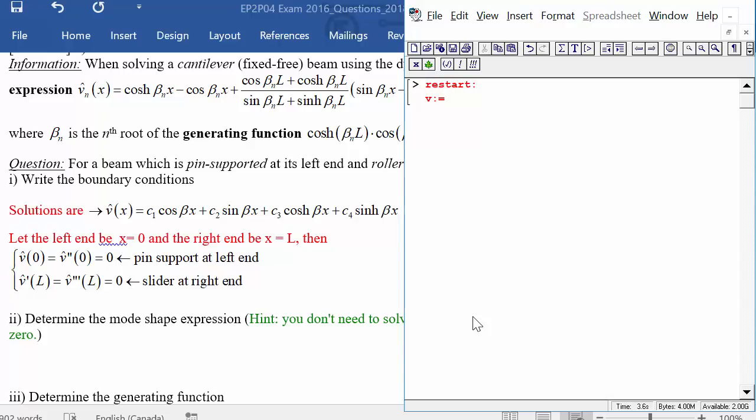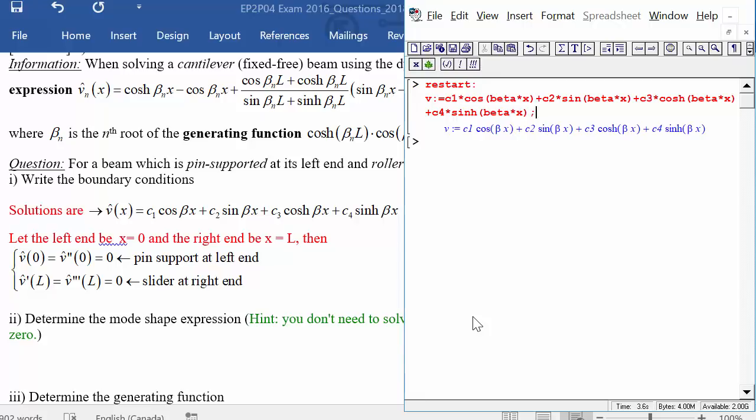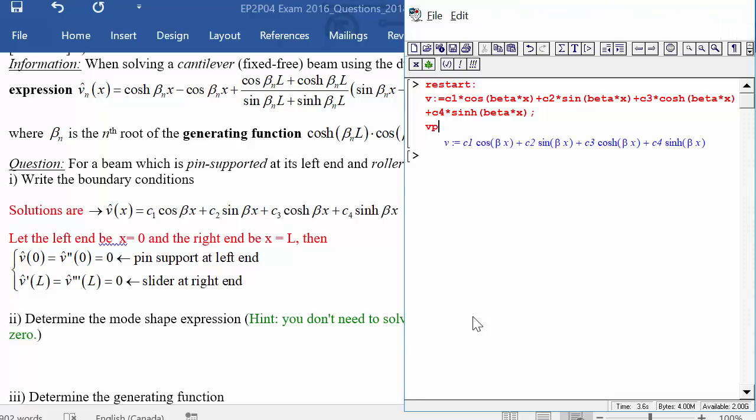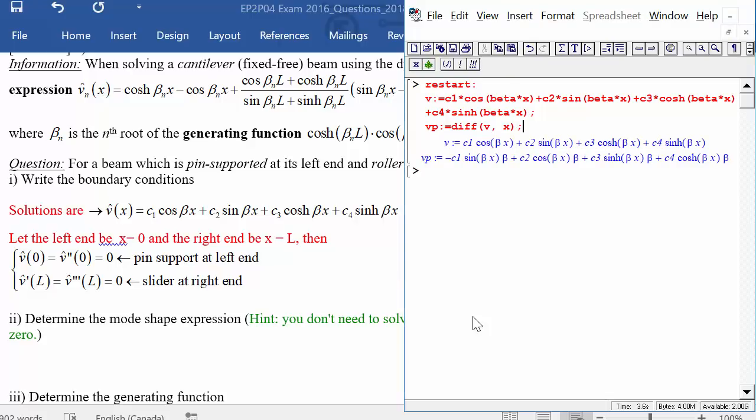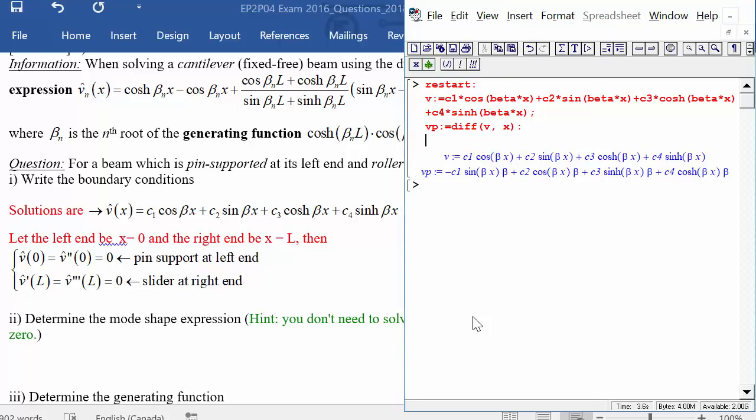So we'll define V as C1 cos beta x plus C2 sine beta x plus C3 cosh beta x plus C4 sinh of beta x. Okay, so there's the V so far that we've got. And what we're going to be doing is setting derivatives of this equal to 0. So maybe we'll go ahead and define that. Diff of V with respect to x. And there's our derivative. Let's go ahead and continue with that.